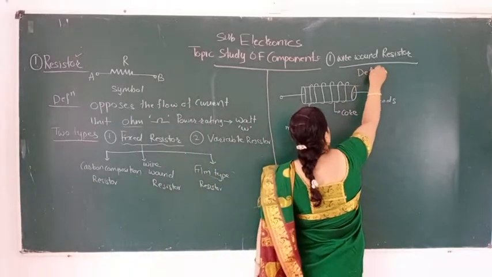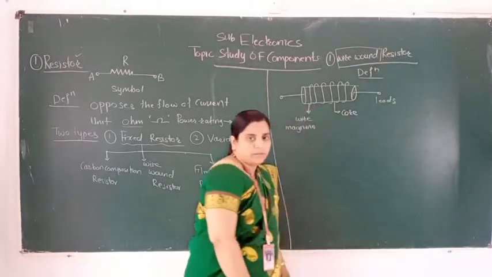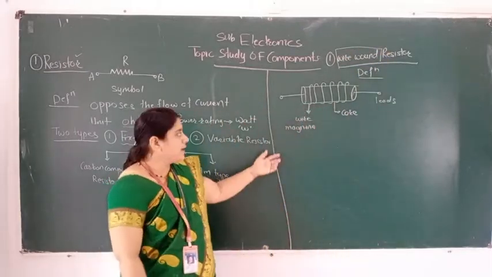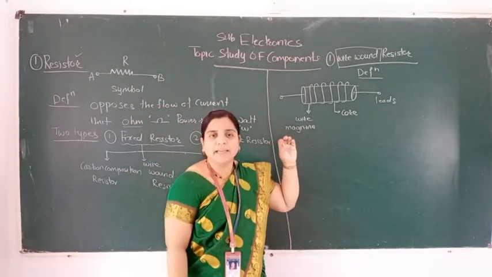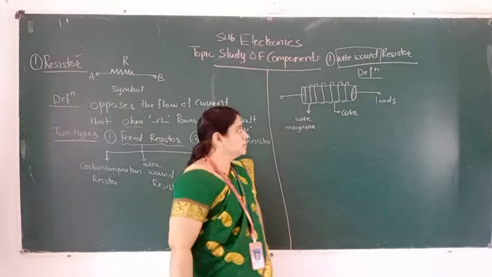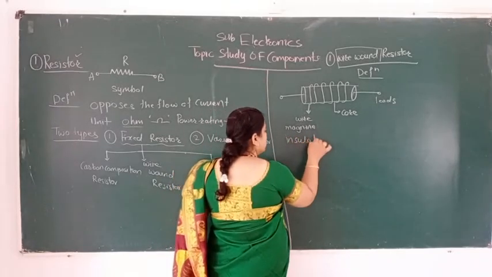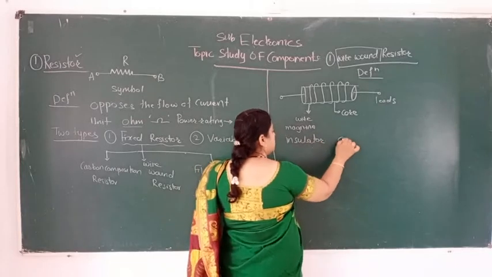Its definition is in the name only. Wire is wound. Which type of wire is wound? Magnetic wire is wound on the insulating core. Now what is insulating? Yes, insulator and conductor.